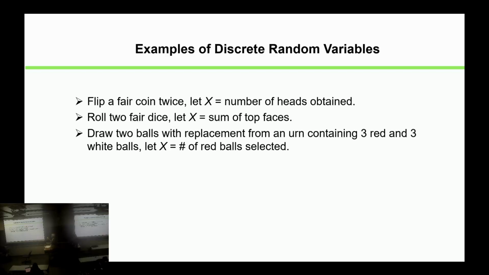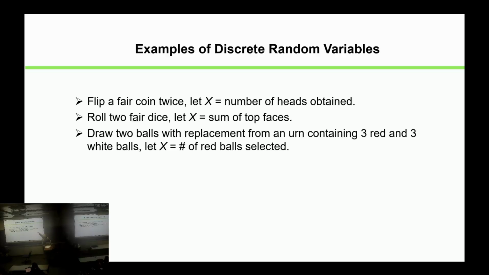Draw 2 balls with replacement from an urn containing 3 red and 3 white balls. Let x equal the number of red balls selected. Well, we could get 0, 1, or 2 red balls, so x could take on values 0, 1, or 2, just like the very top experiment there. Now, what would differ if we drew the 2 balls without replacement? The possible values of x would be the same, 0, 1, or 2. What would change would be the probabilities of x.